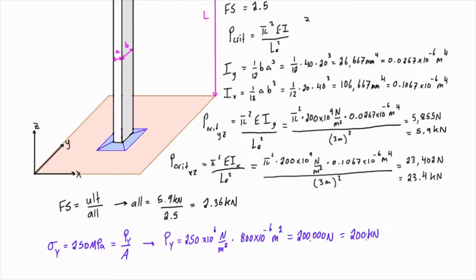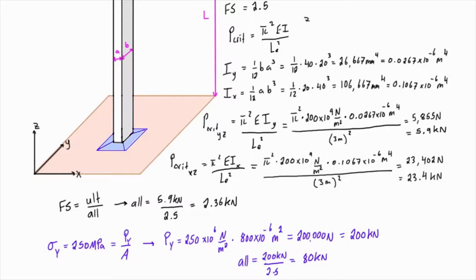Alright, so this is our yield, this is our ultimate load. If we just check again using the same thing, factor of safety is equal to allowable over ultimate, then that means that our allowable load for yielding is going to be equal to just 200 kilonewtons divided by 2.5, and that is going to give us a value of 80 kilonewtons. So we're definitely going to buckle before that. If we apply 5.9 kilonewtons, then we're most likely going to buckle.